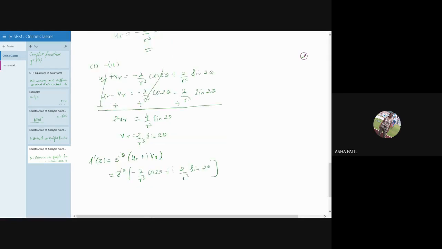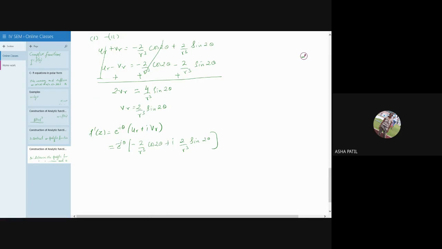So use your Milne-Thomson method. Put r equal to z and theta equal to 0. f dash z is equal to e raised to 0, that is 1, minus 2 by z cube cos 0, it is 1. Sin 0 term becomes 0. So we have f dash z is equal to minus 2 by z cube.